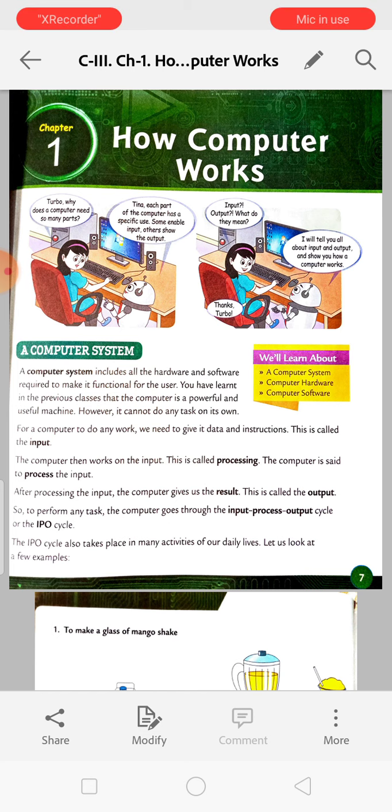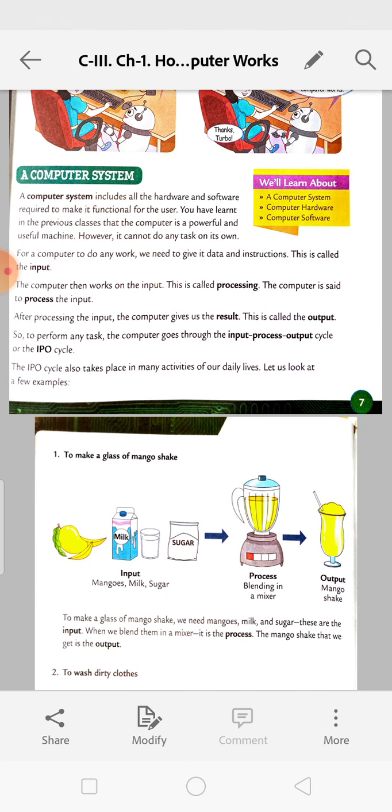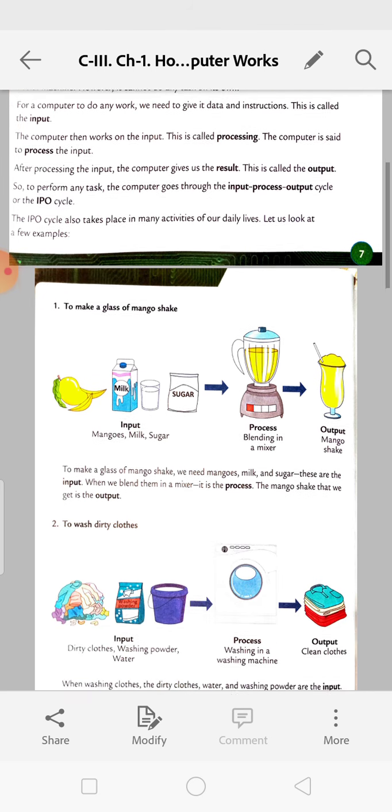So for this, the computer goes through a process, input-process-output cycle, that is called the IPO cycle. The full form of IPO is input hyphen process hyphen output. The IPO cycle also takes place in many activities of our daily lives. Let us look at an example.